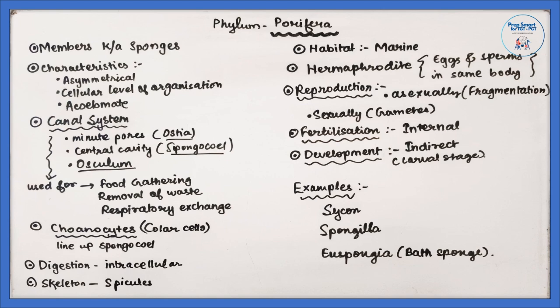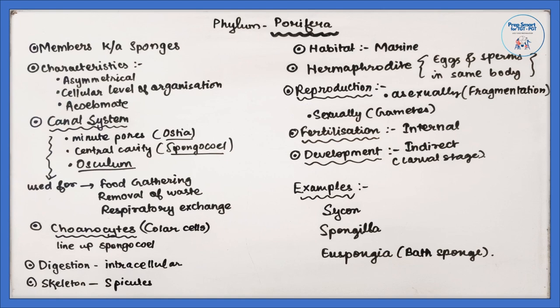They bear numerous minute pores called ostia on the body wall, which lead to a central cavity called spongocoel or paragastric cavity. The spongocoel opens to the outside by the osculum. This canal system is used for food gathering, removal of waste, and respiratory exchange. Also, the habitat of Porifera is marine. They are diploblastic animals and contain an outer dermal layer of pinacocytes and an inner gastral layer of choanocytes.